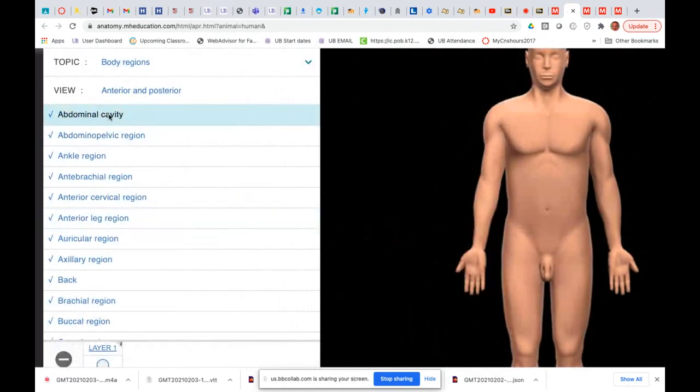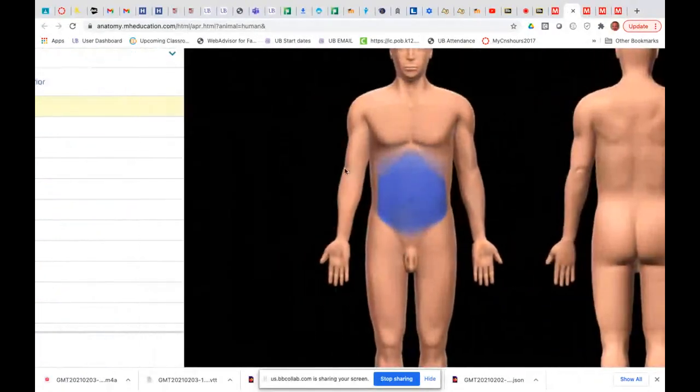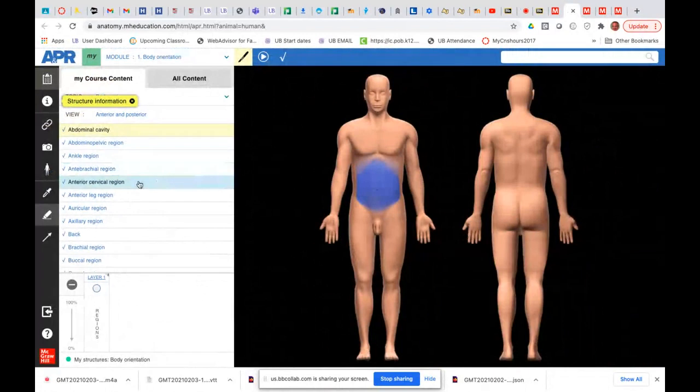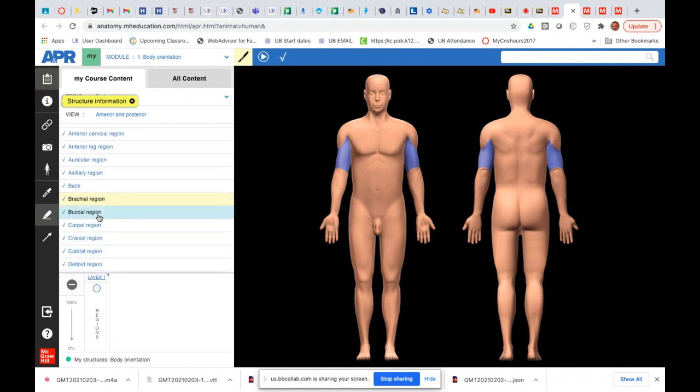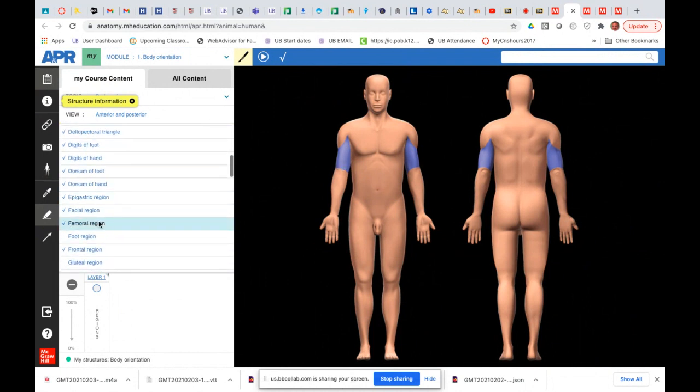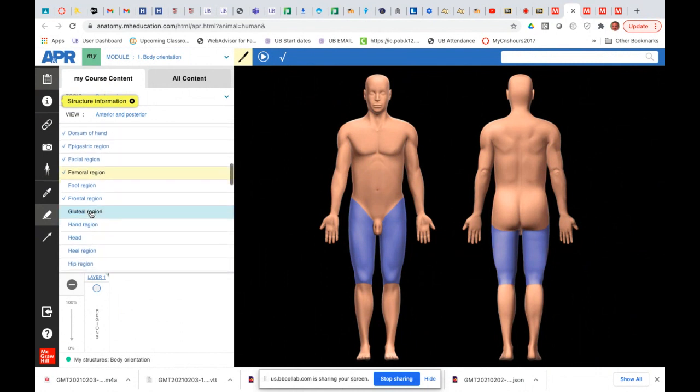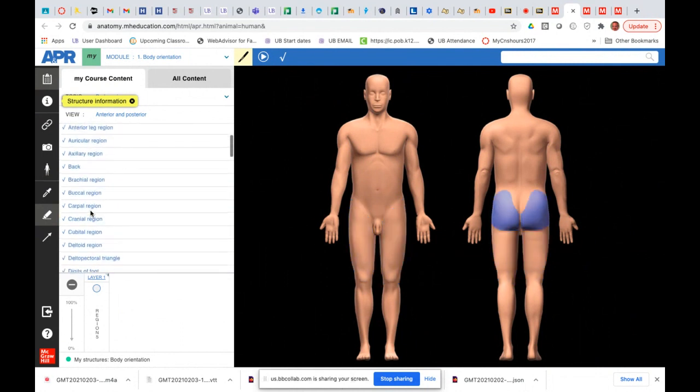And then on the left, okay, where's the abdominal cavity? Boom, it highlights it. Oh, how cool is that? Where is the axillary region? Boom, right there in the armpit. Okay, where's the brachial region? You really want to go through all of these because you will see these on the lab portion. You may see something highlighted, and it'll ask you what this is and give you a few choices. Where's the femoral region? Boom. Where's the gluteal? Okay, so we'll go through these.